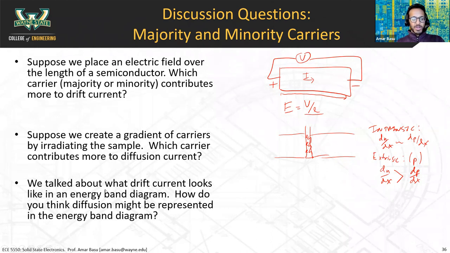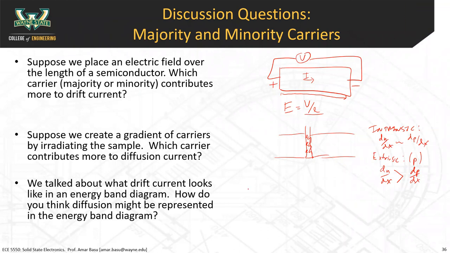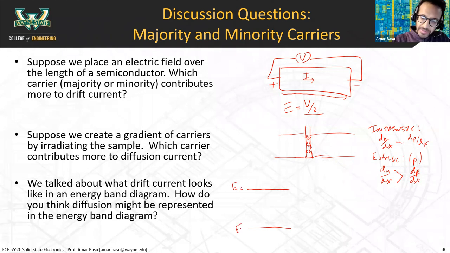Okay, so last thing here, we talked about what drift current looks like in an energy band diagram. How do you think diffusion might be represented in an energy band diagram? Any thoughts on that? Would that just be, I guess, almost casual recombination, you know, where the electrons just drop right back down? No, because you're talking about the recombination process. So the question here is asking about diffusion. What might diffusion look like in an energy band diagram?